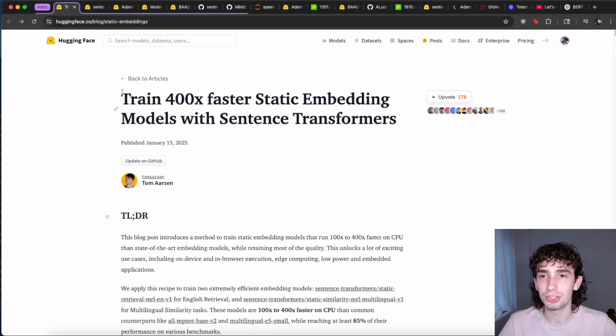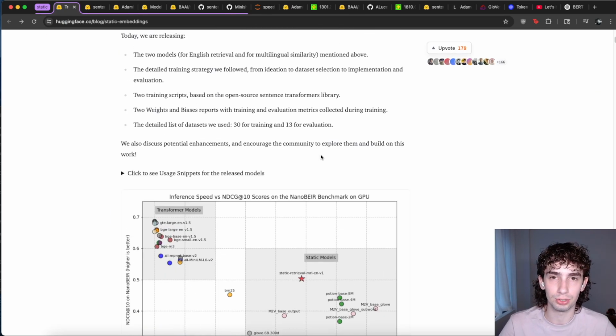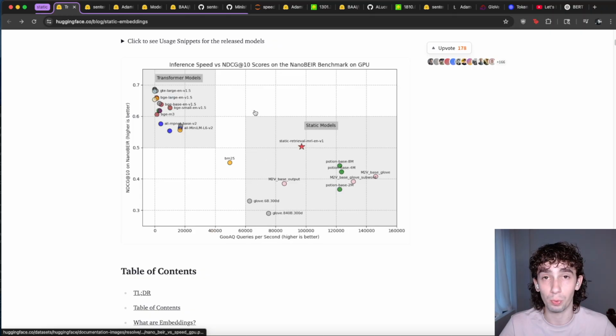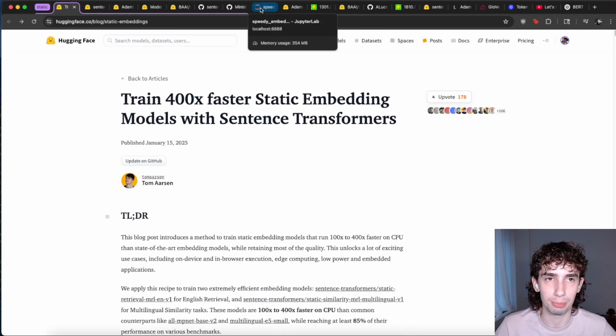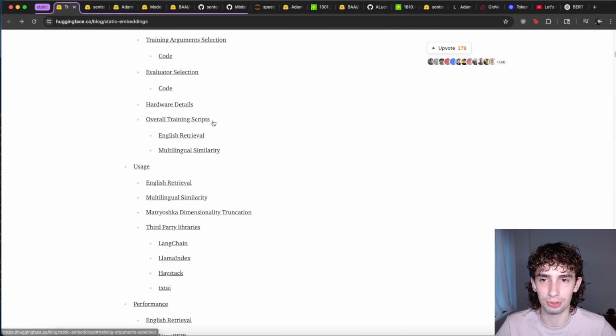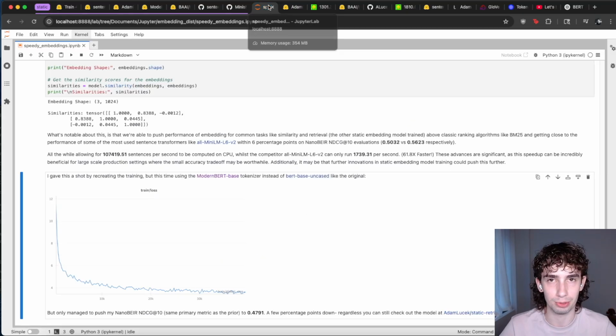So I'll be linking to this article. It's certainly worth the read. It goes super in depth into exactly how this was trained with code examples as well. So big shout out to Tom and the team for putting together this work and open sourcing it quite nicely. Certainly worth a read. I'll have it linked in the description below.